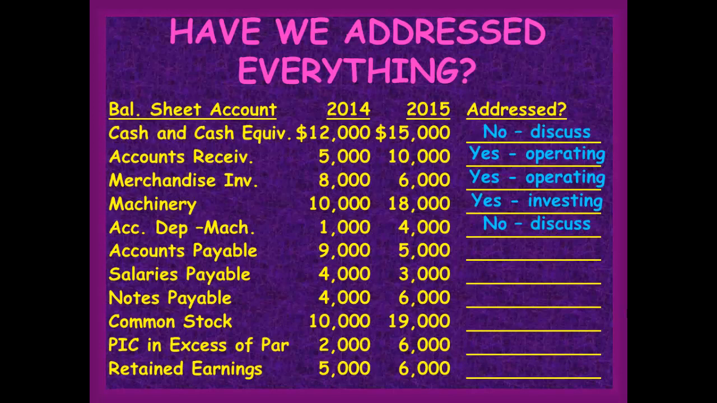Other complicating factors we can throw in. Accounts payable, did we talk about the change in that account already? Yes, we did. In what section? Operating, investing, and financing. Operating, good. How about salaries payable? Have we talked about the change in that account? Yes, in what section? Operating, good.